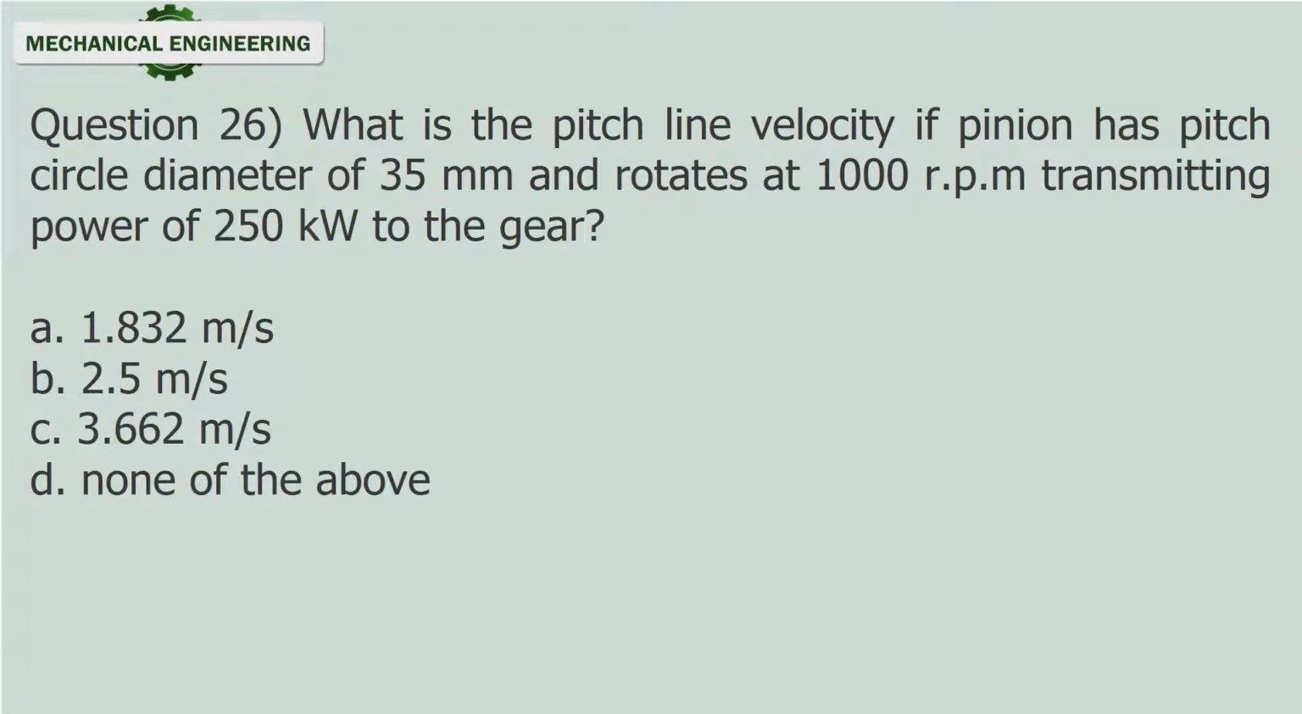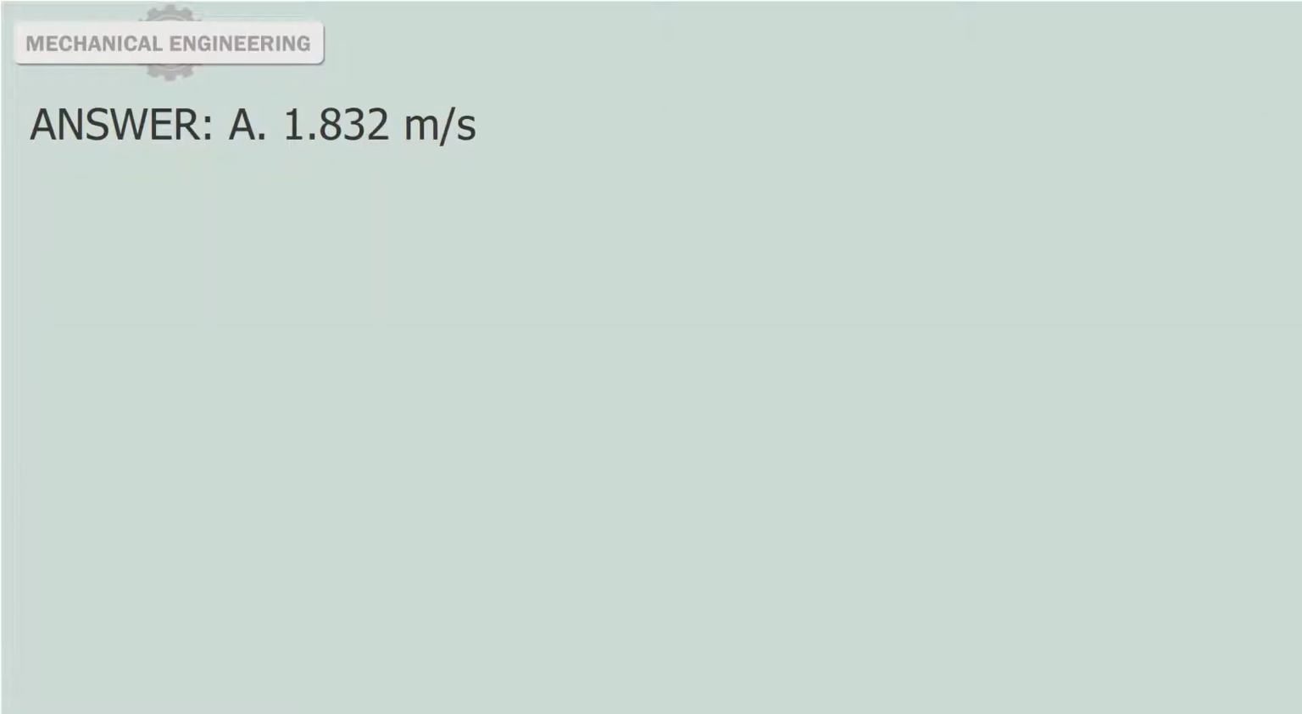Question 26. What is the pitch line velocity of pinion that has pitch circle diameter of 35 mm and rotates at 1000 rpm transmitting power of 250 kW to the gear? A. 1.832 meters per second. B. 2.5 meters per second. C. 3.662 meters per second. D. None of the above. Answer: A. 1.832 meters per second.